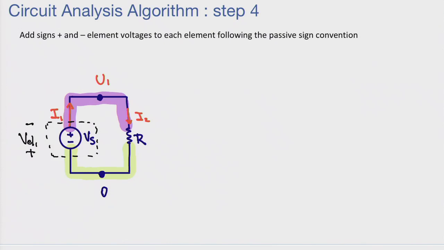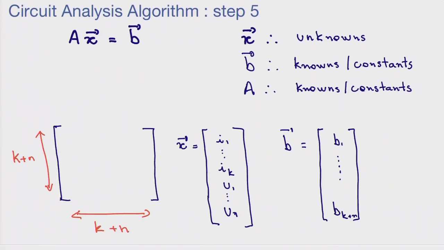How do I do voltage element two? I heard positive on top. Everybody agrees? Thank you. V element two. That's the only thinking, remember. Follow the passive sign convention.